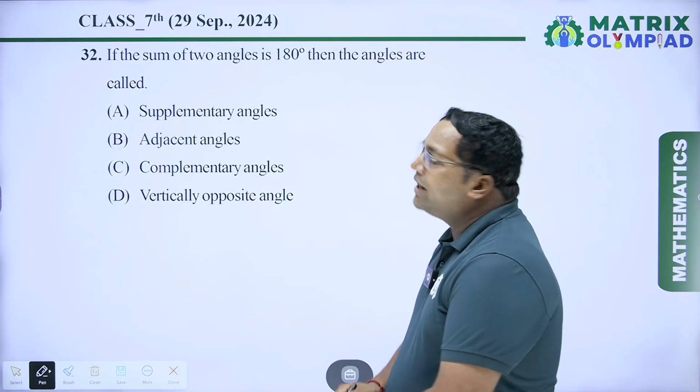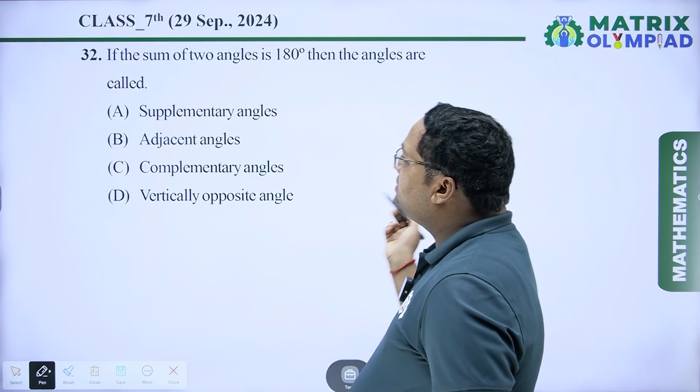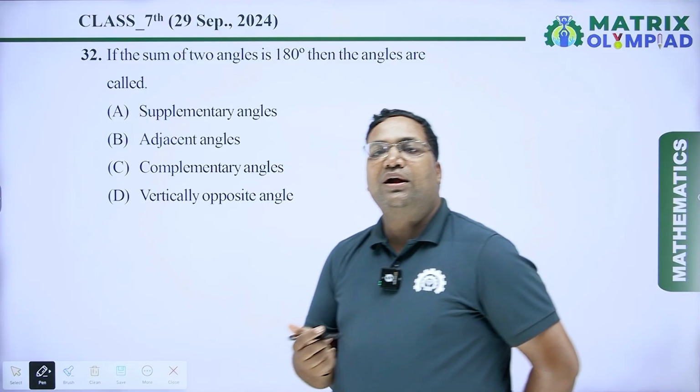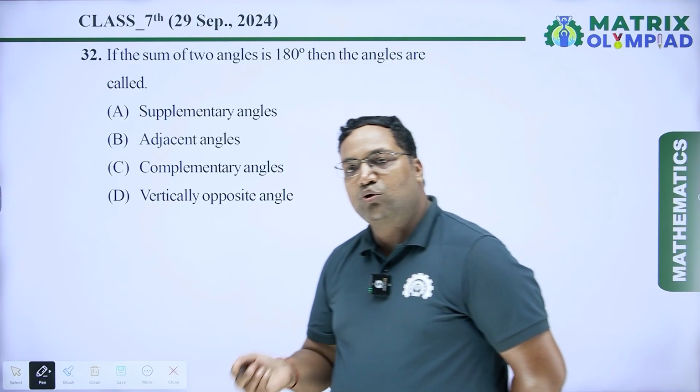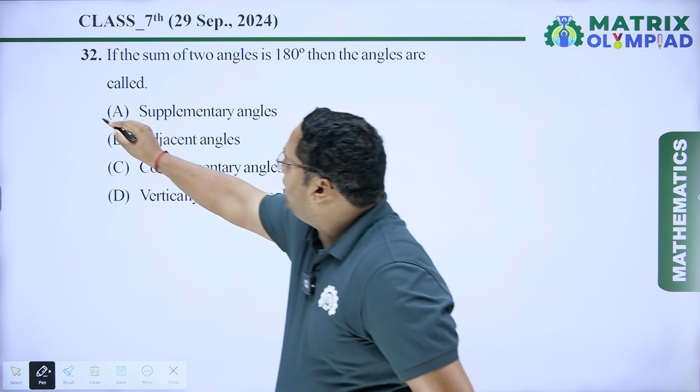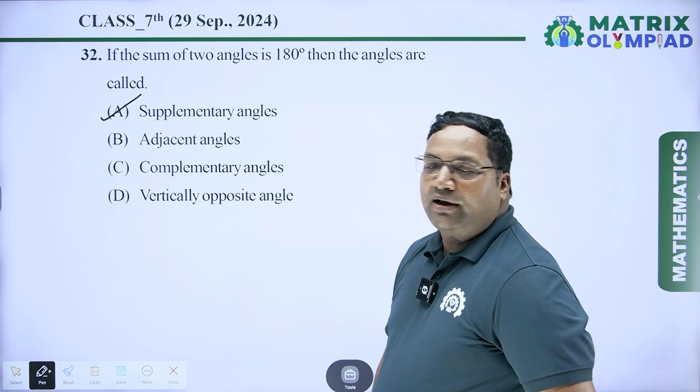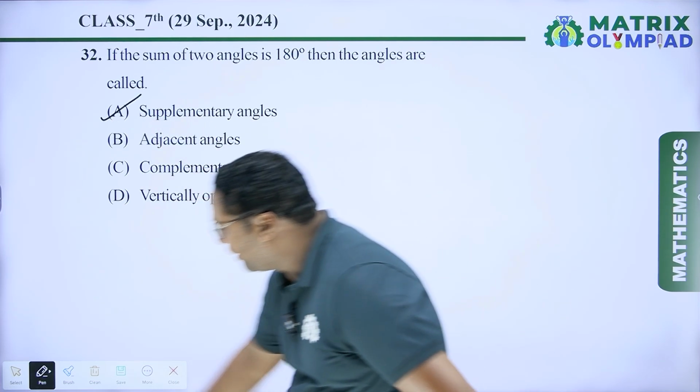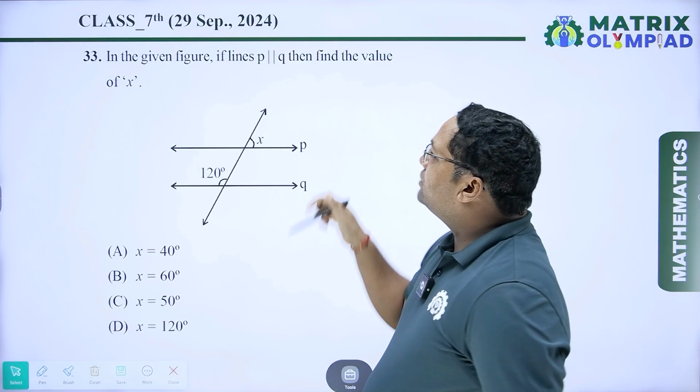If the sum of two angles is 180 degrees, then the angles are called what? If the sum of two angles is 180 degrees, then the angles are known as supplementary angles. So here option A is supplementary angles. Coming to the next question.